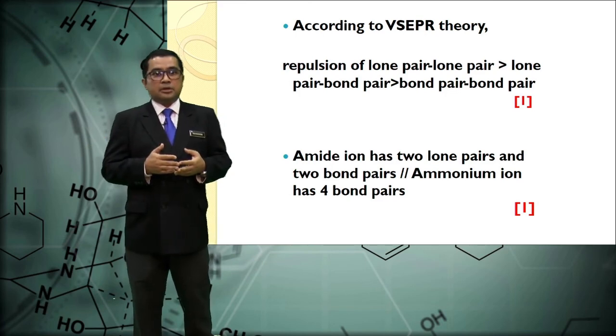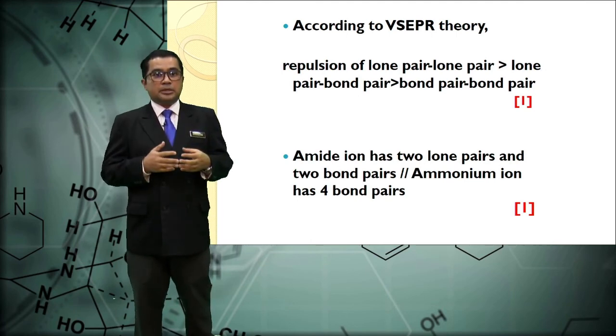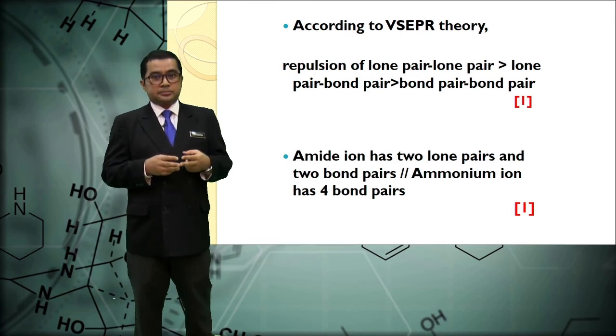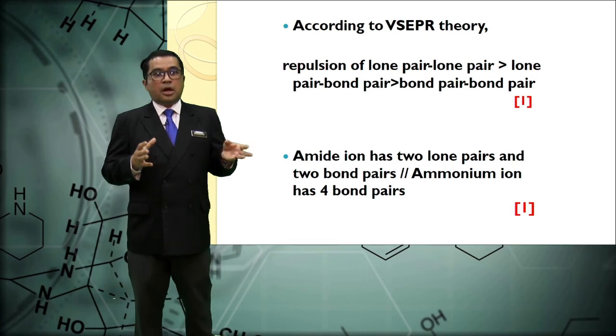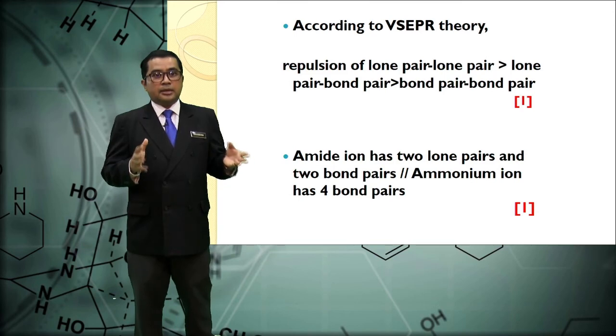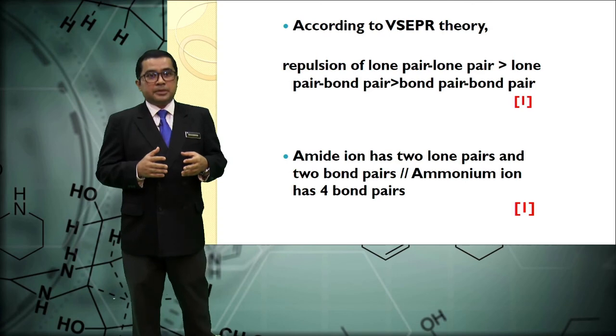The last mark will be given on the number of pairs present in the amide ion and in the ammonium ion. I give you an example. Amide ion has 2 lone pairs and 2 bond pairs. Ammonium ion has 4 bond pairs. So you have to know how to determine the bond pairs and lone pairs in your correct Lewis diagrams. Okay, next.